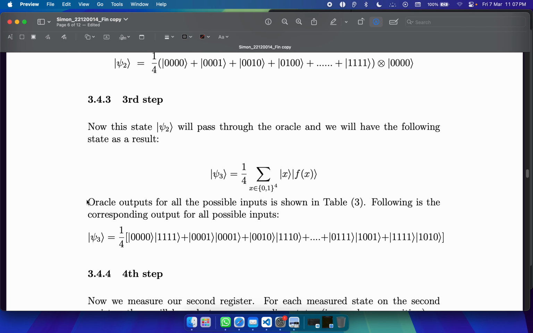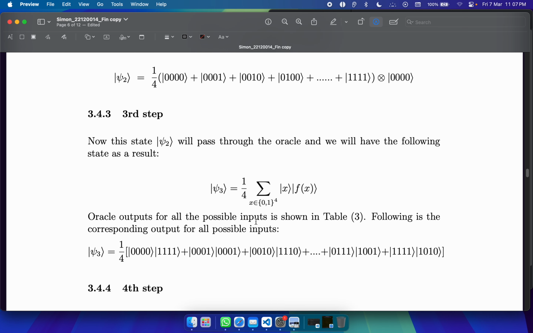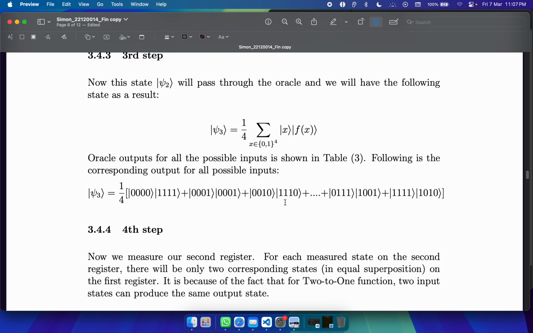And then the third step is to have the function transferred over to the second register, leaving the first register unharmed or untouched. Then again, you'd have x's and f of x. This corresponds to the first register, this corresponds to the second register. So as you see, these are correlated. Let's say we measure 111, right?